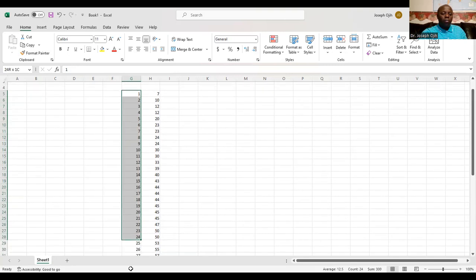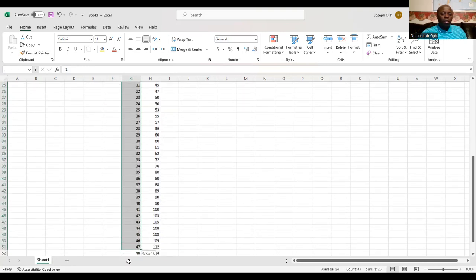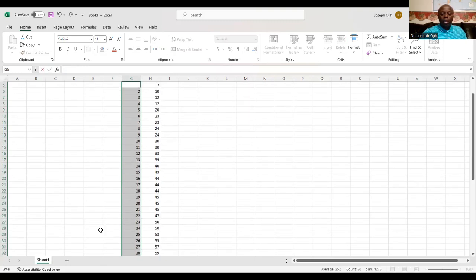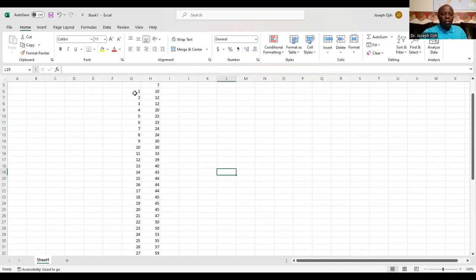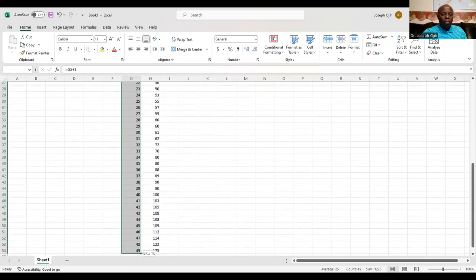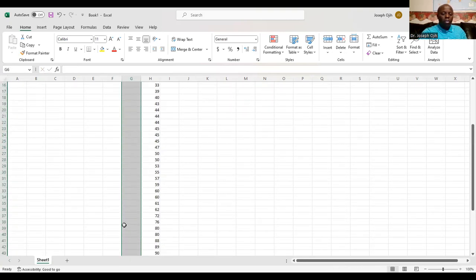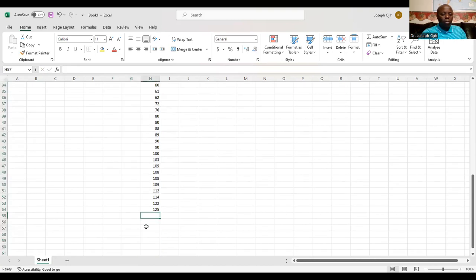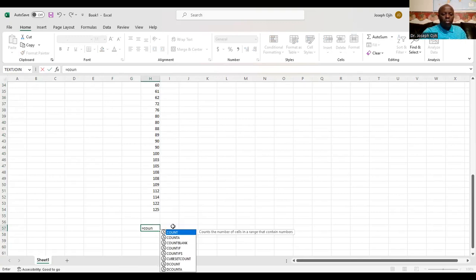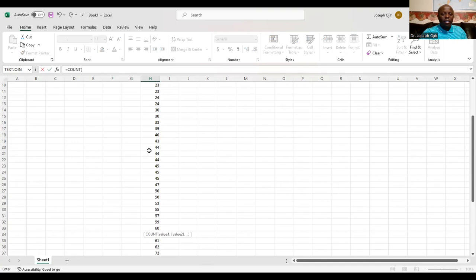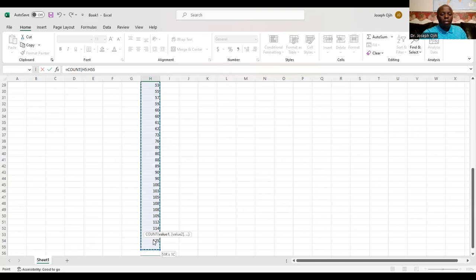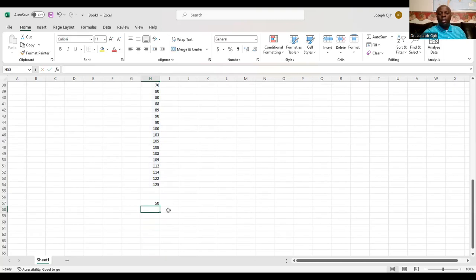Or otherwise, you can just do count. Excuse me. You can just do, equals count. Double click on it, then highlight it to give you how many numbers we have. Enter key. See, it gives you the same thing, 50. So either you list the numbers, or you can just do count to give it a count.